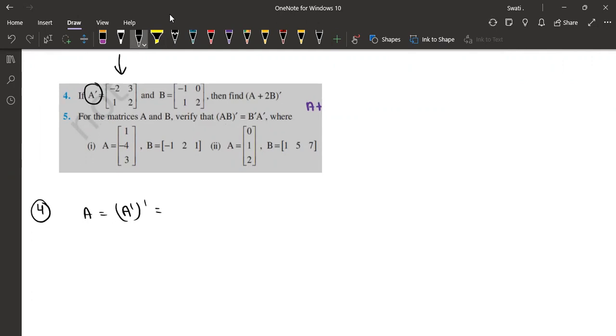If you find out the transpose of this again, you will get the first column, that is -2, 1, will become the first row. So -2, 1 here. Second column will become the second row. So 3, 2 here. That is the value of A.